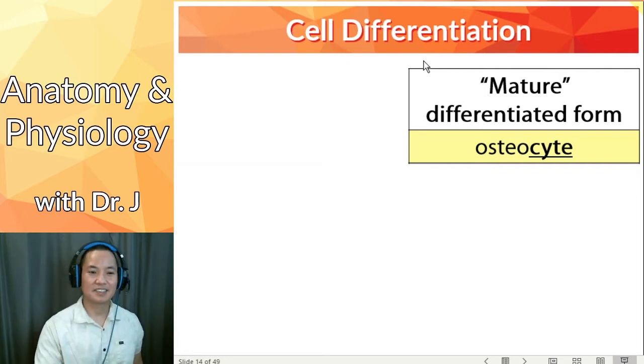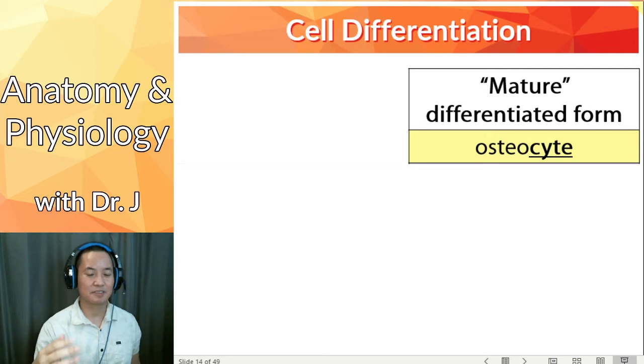All right, so remember we have talked about cell differentiation, how cells mature. You go from a stem cell to a younger, immature form, and then you finally have a differentiated form. That's kind of like the final form of a cell.